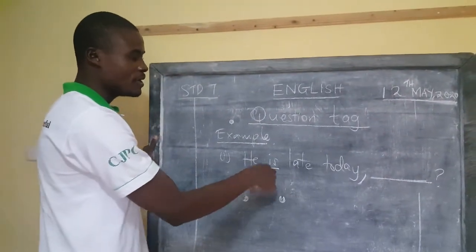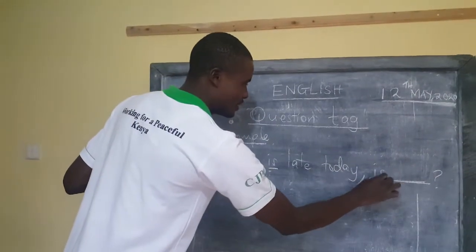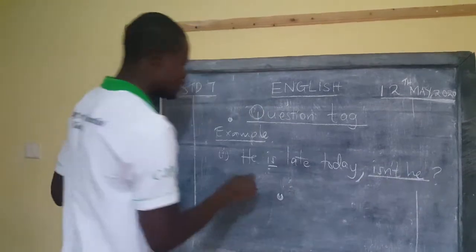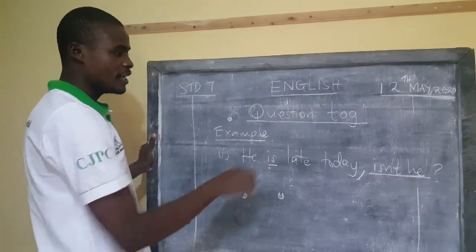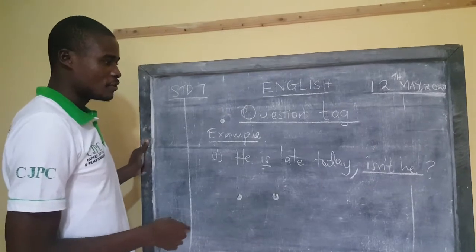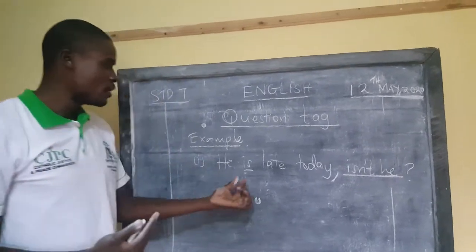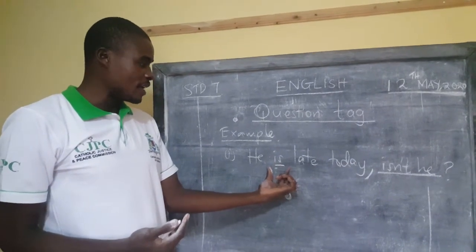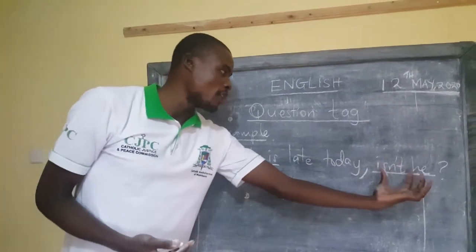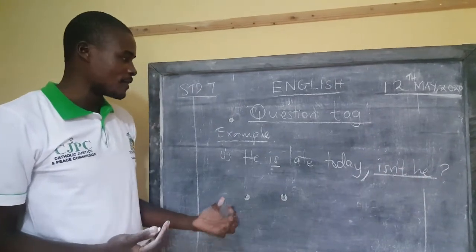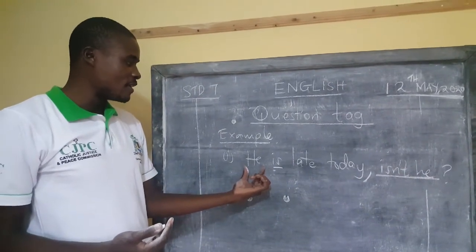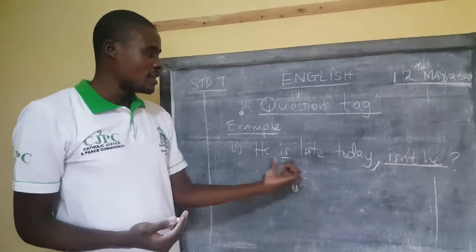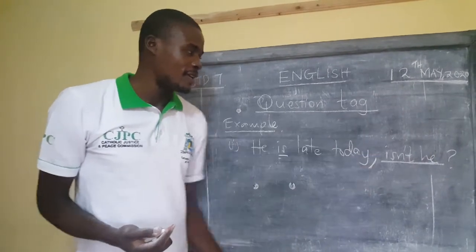So is tends to be isn't. So you talk of isn't he? We use that pronoun given there. He is late today, isn't he? So the first aspect I was just mentioning, we need to change the auxiliary verb. Even if it's positive like is, it should change to the negative, isn't. And then we should maintain the pronoun given there at the beginning. He is late today, isn't he?